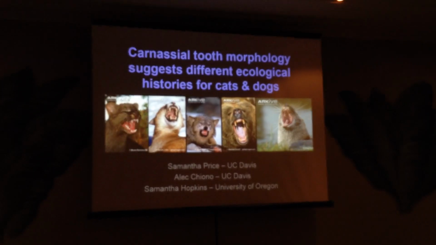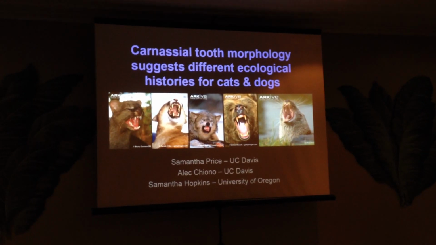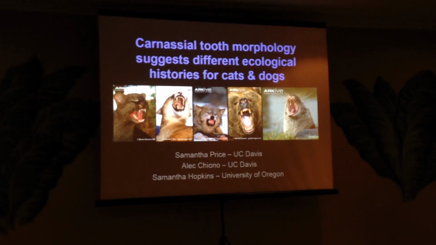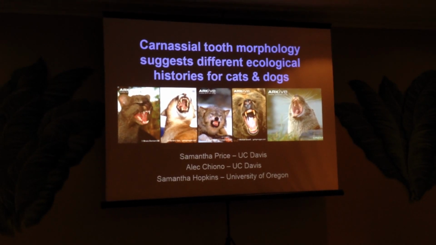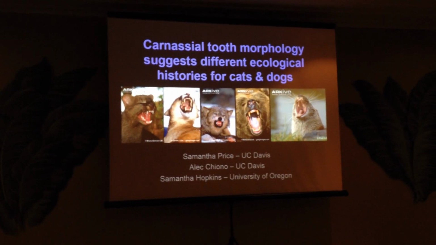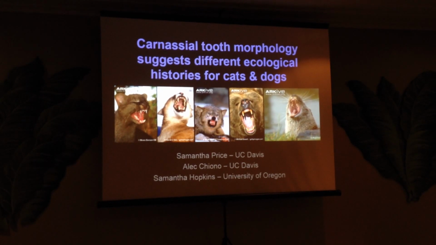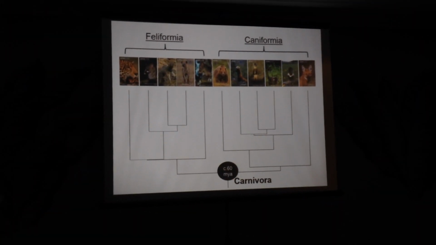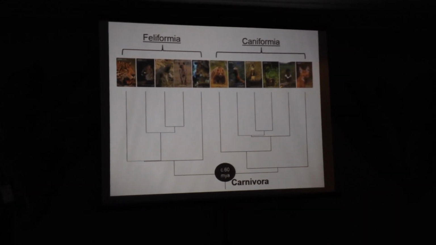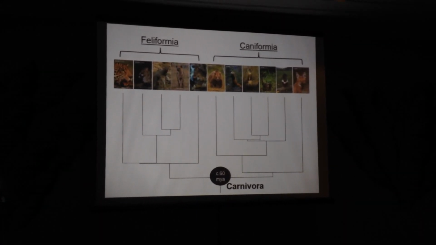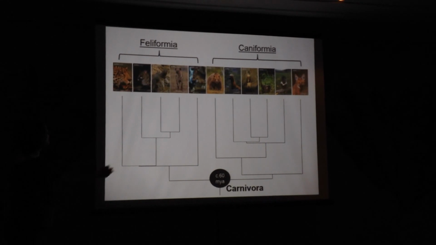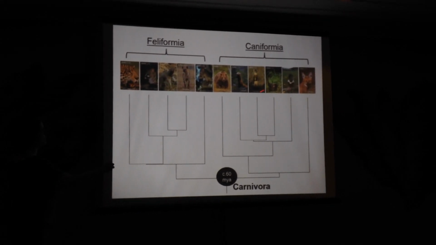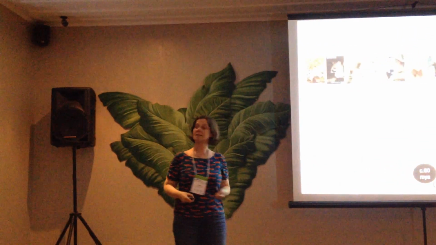First talk today. I'm going to be talking about carnassial tooth evolution and the macroevolutionary patterns within the caniforms and the feliforms. These are two suborders of carnivorous mammals. They diverged from one another around 60 million years ago and have since diversified into the many forms that we're familiar with. Within the caniformia, we obviously have dogs, we also have bears, weasels, raccoons and skunks.